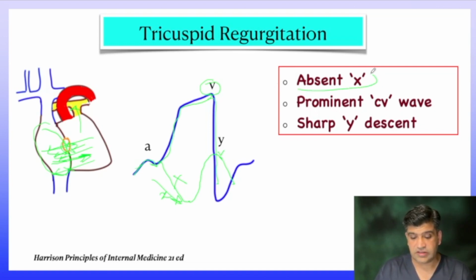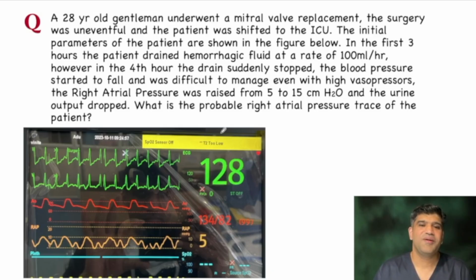These are the characteristics. These are very frequently asked questions in your med school or in your NEET or MLE examination. Absent X, prominent CV, and there is no problem in the Y wave. So it falls normally. Now, before proceeding to two other important pathologies, let's solve a multiple choice question.